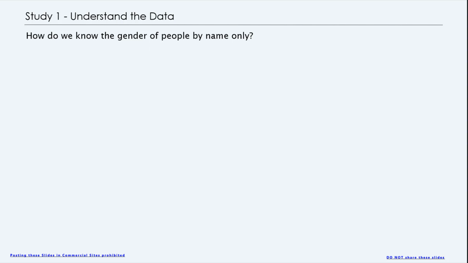And understanding the data is, how do we know the gender of people by name only? Like if you look at the first name, can you know the gender? It may not be correct all the time, but if it's correct 80% of the time, I think we can live with that.